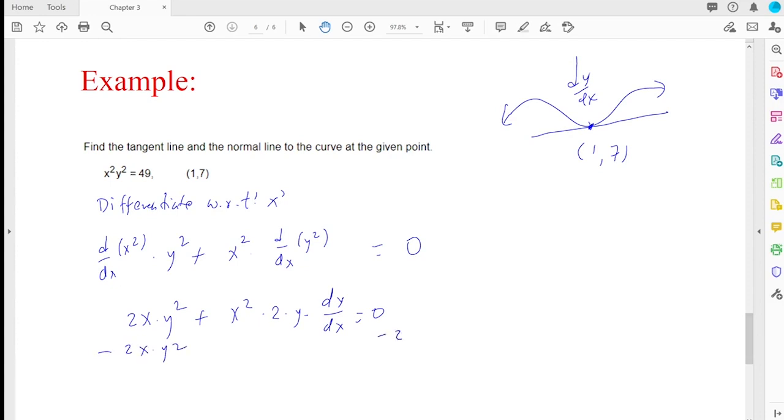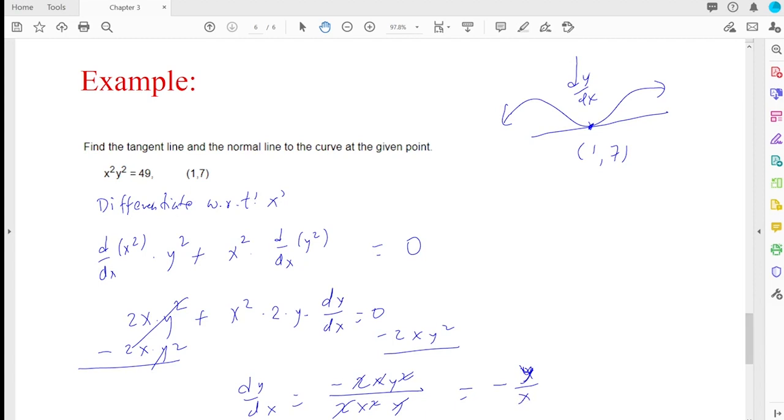So eventually dy over dx is, bring this term to the right side, so just subtract 2x y squared and then divide by 2x squared y. So dy over dx would be negative 2x y squared, divided by 2x squared y. If you divide by this term, you can cancel 2 and x and y. So eventually the derivative is negative y over x.